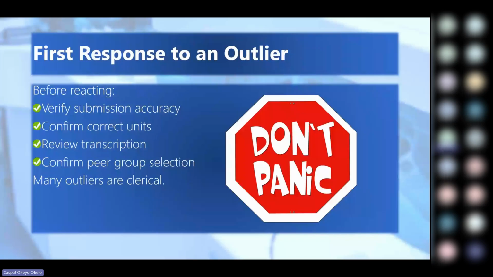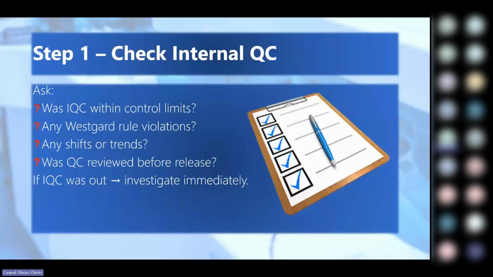Clerical errors, like maybe a misplaced decimal point, or you selected millimoles per liter instead of milligrams per liter. So you need to verify data before investigating the system, simply put. Once submission accuracy is confirmed, the next step is to examine internal quality control. Internal QC is, I call it, your early warning system. And you need to ask the following questions.